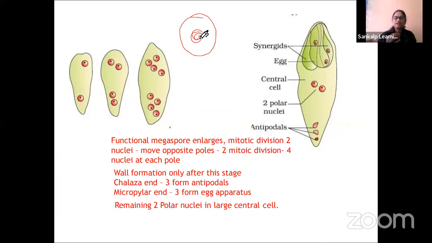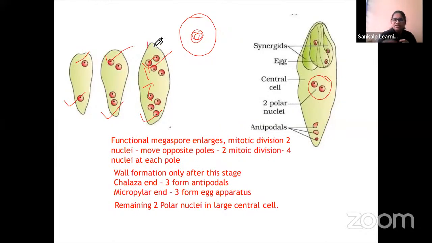Next, the functional megaspore has only one nucleus. After that, it undergoes an unequal nuclear division where 2 nuclei are formed. Then another mitosis occurs where 4 nuclei are formed, and another mitosis. So finally we get 8 nuclei in the embryo sac. These 8 nuclei arrange such that one cell is at the micropylar end and one at the chalazal end, and they come to the center.